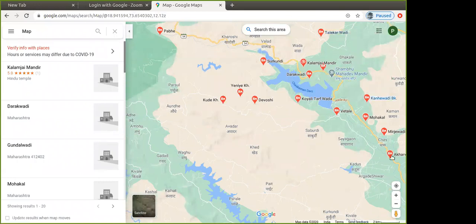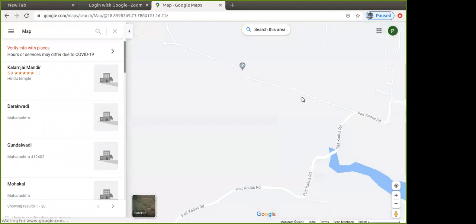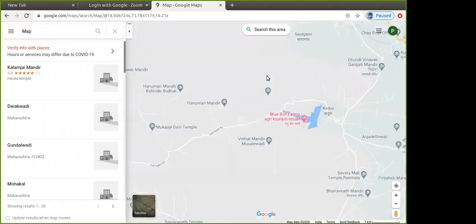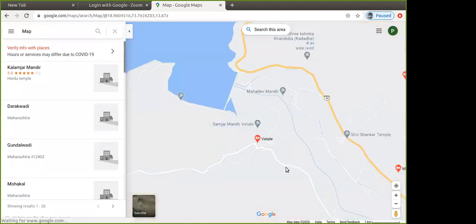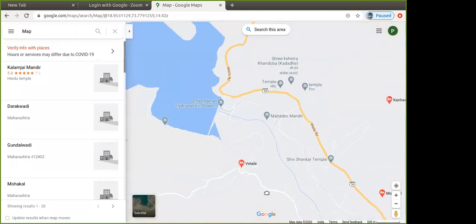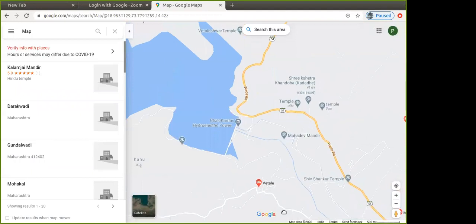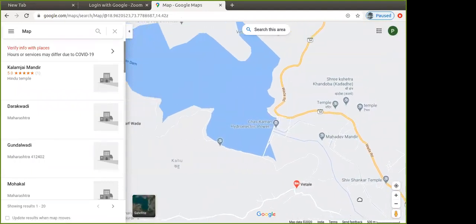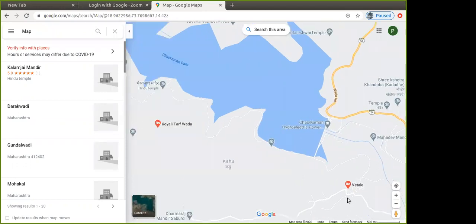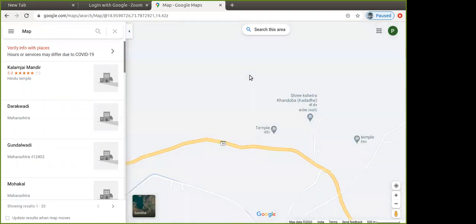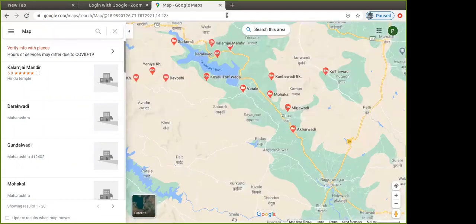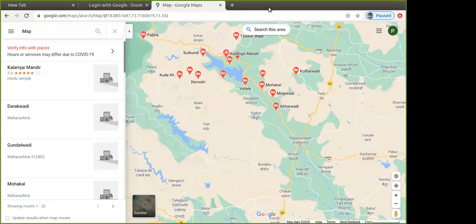Just zoom in, not a bit, a lot. Yeah, that's it. Now Betale and Mohakal are much farther apart. Here they are 500 meters, so this is going to be the second 500 meters, the third, almost. One of you can take this up as a project and explain this to us in much more detail.